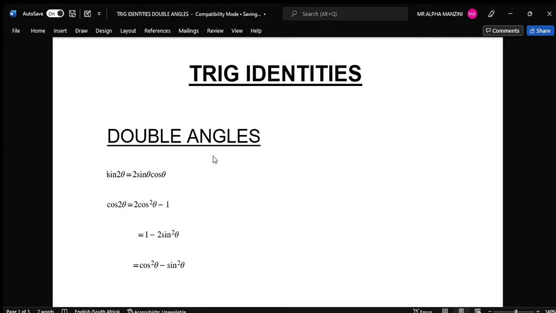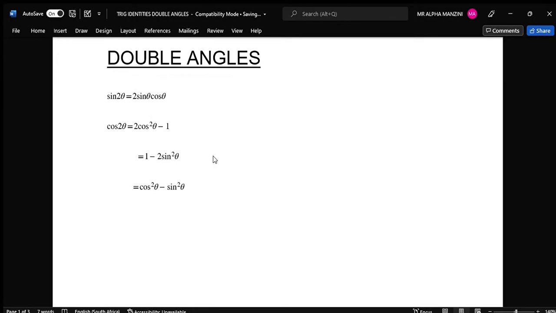Today we are going to discuss trig identities at another level. So yes, we have double angles. Double angles, that means we have sine 2 theta. Sine 2 theta is a double angle equal to 2 sine theta cos theta. That means sometimes when you see sine 2 theta, you can replace it with 2 sine theta cos theta.